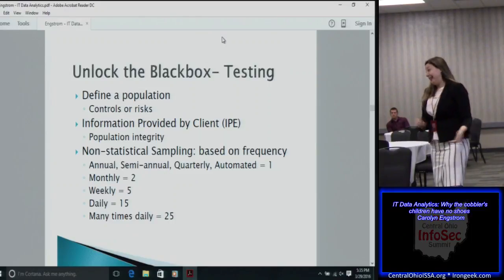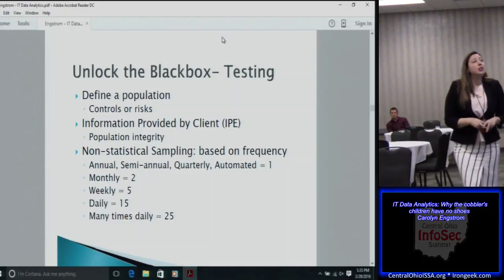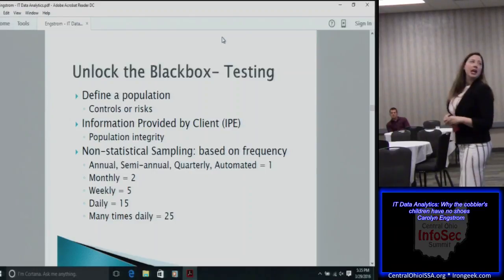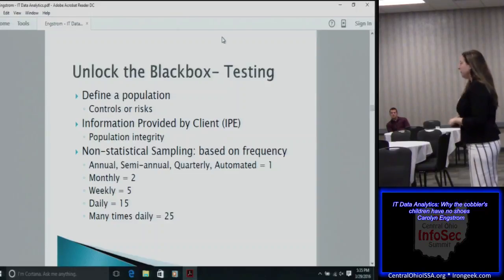Well, just wait, it gets worse. If it's a monthly control, we test 2. If it's a weekly control, we test 5. If it's a daily control, we test 15. And if it happens many times daily, 25.